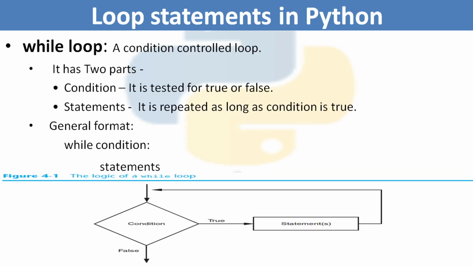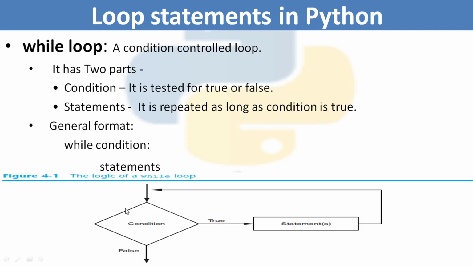So, the while loop. A while loop is a condition-controlled loop and it has two parts: a condition, which is tested for true or false, and statements. It is repeated as long as the condition is true. So the general format is: while the condition, which will be tested at every iteration, is true, it will execute these statements. So the logic of a while loop is like this.